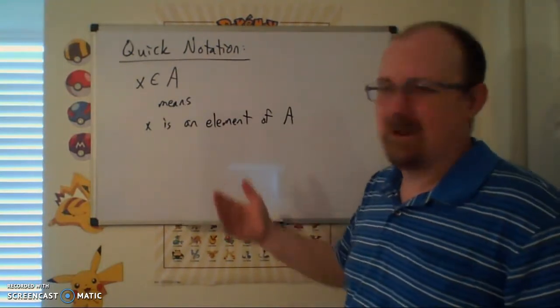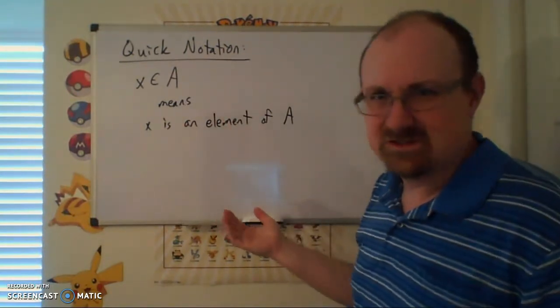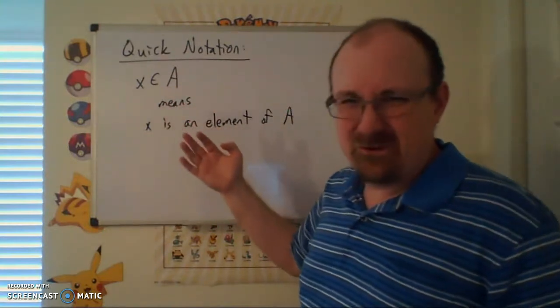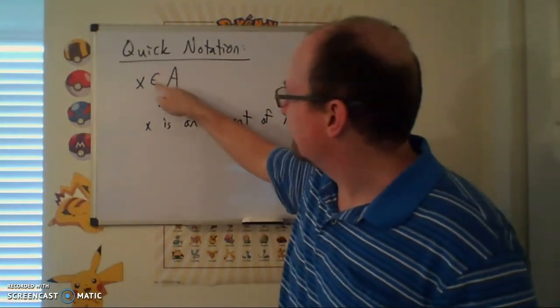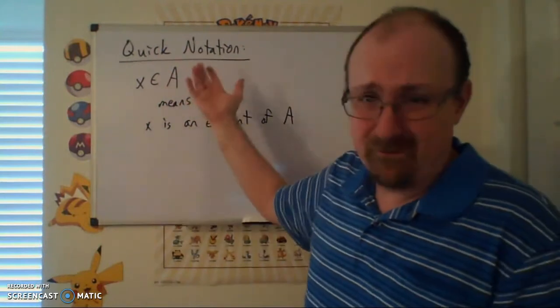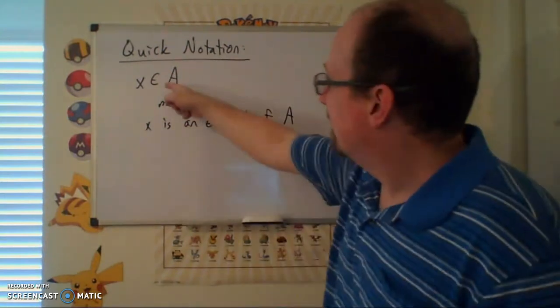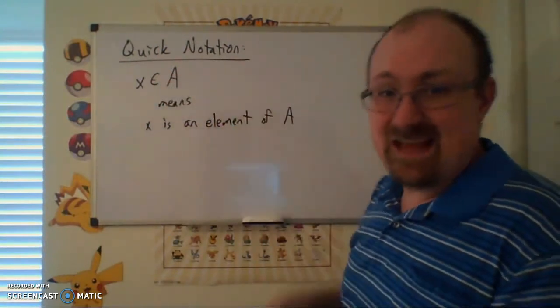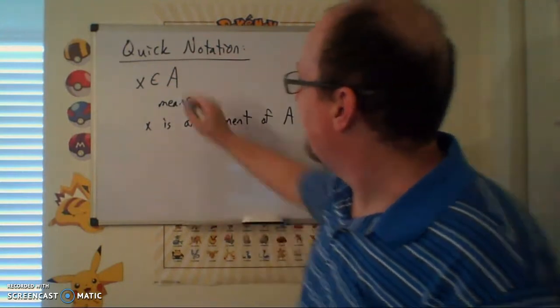I actually had a teacher one time who just wrote X in A instead of using the symbol. So other textbooks will sometimes use kind of a different symbol, like a slightly curly E. I prefer this one myself. So seeing X with the E, that means X is an element of the set A.